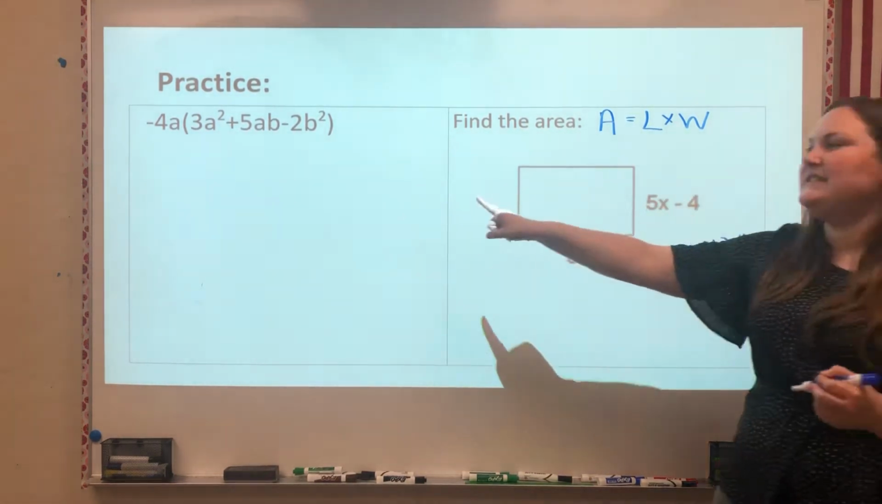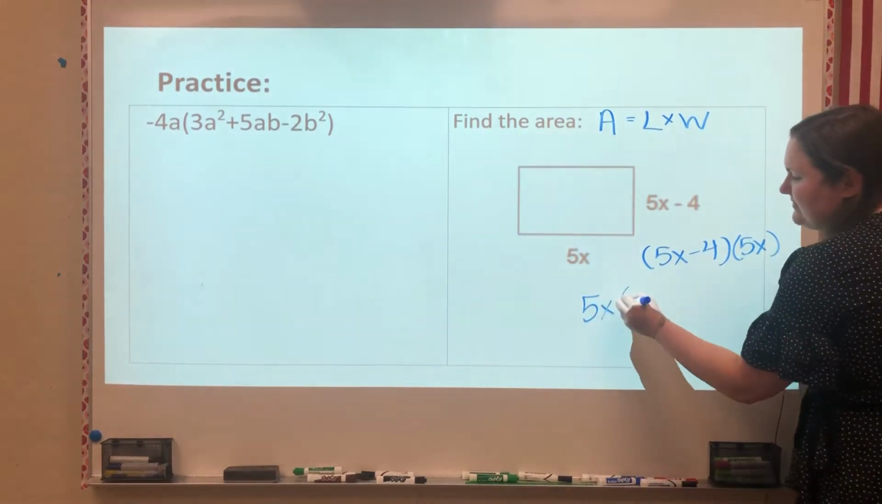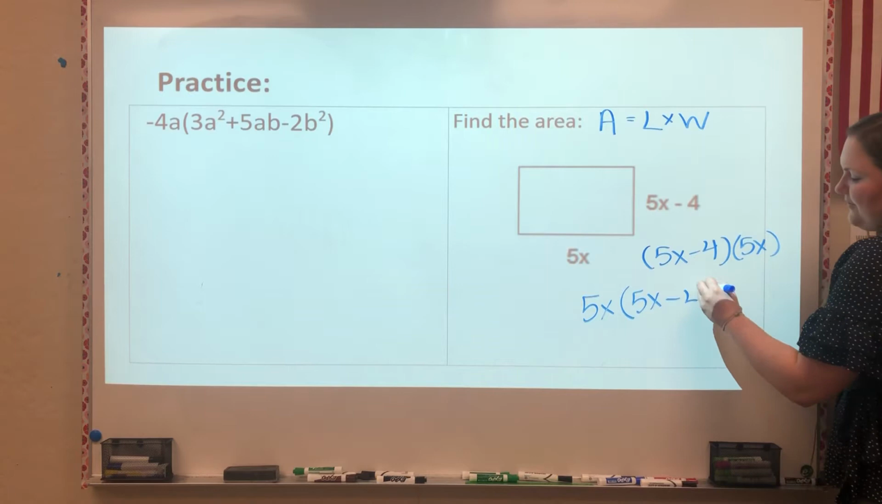To make it look similar to what you already were looking at, I'm just going to put that monomial in front, and then the 5x minus 4 second.